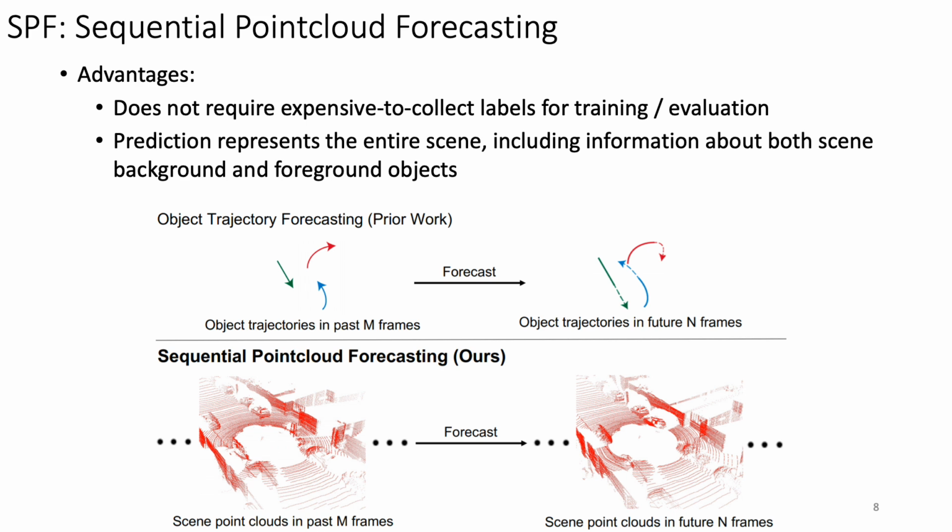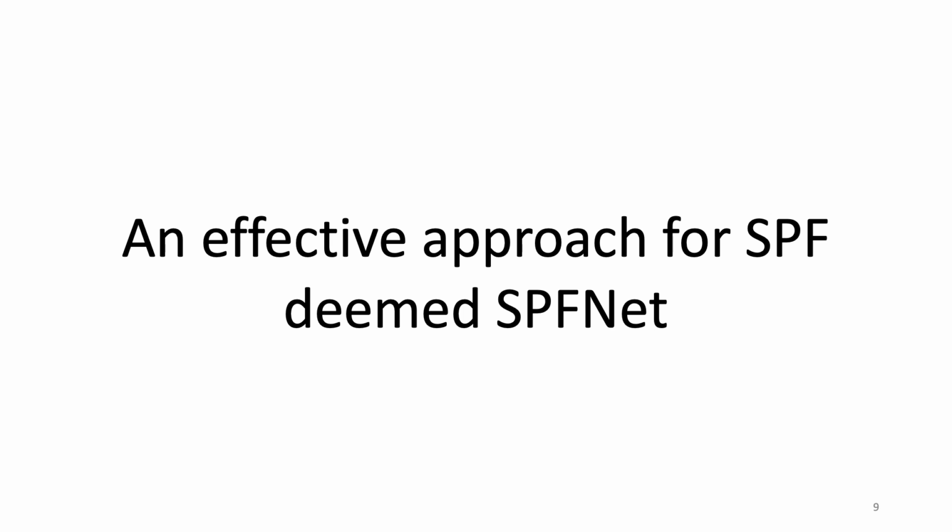Well, one other benefit is that the prediction of SPF represents the entire scene, which includes information about both foreground objects and background scene. This is very different from prior forecasting tasks, such as object trajectory forecasting, which primarily focuses on objects while ignoring the background information. Our next contribution is an effective approach for the proposed SPF task, which we call the SPF Net.